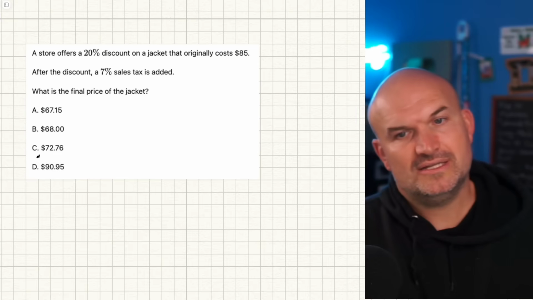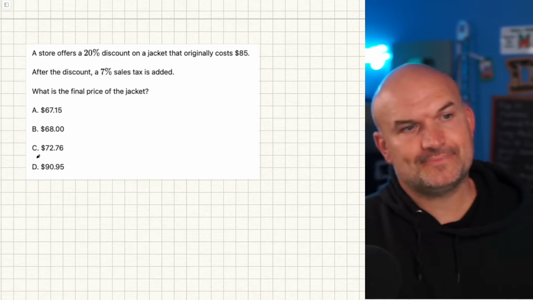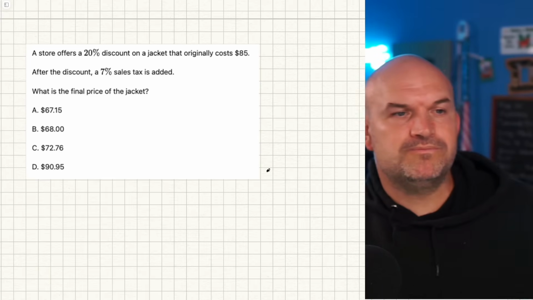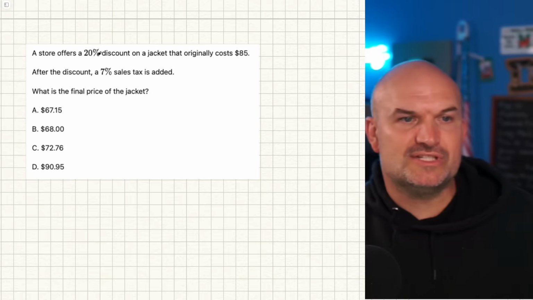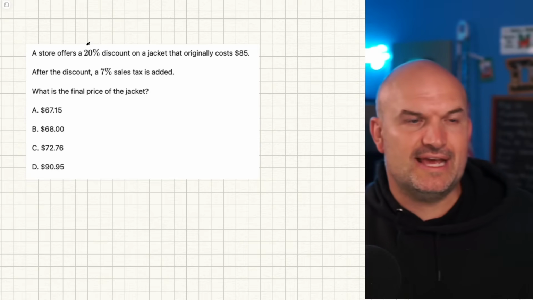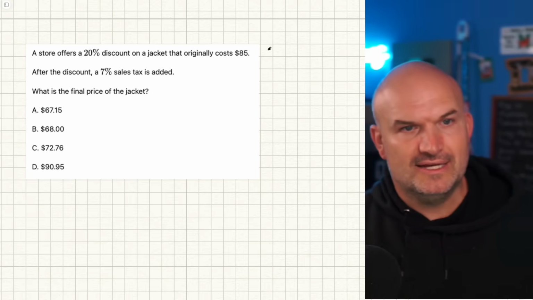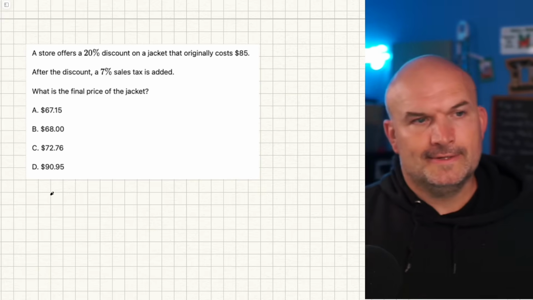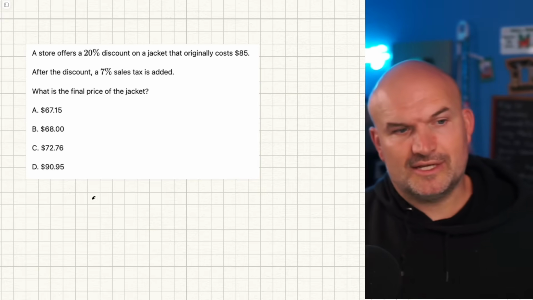What is the final price of the jacket? Okay. So we got some percentages. And so if it's saying a 20% discount on a jacket that costs $85. Okay. So a couple things I want to, again, I'm not going to work with this on a calculator.